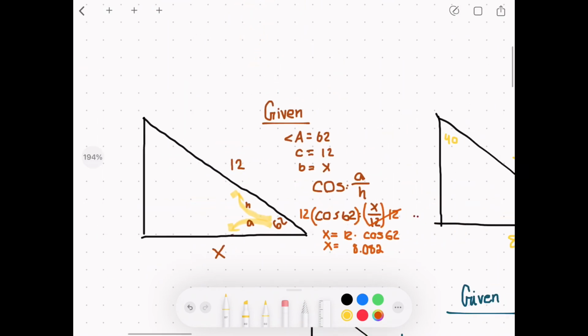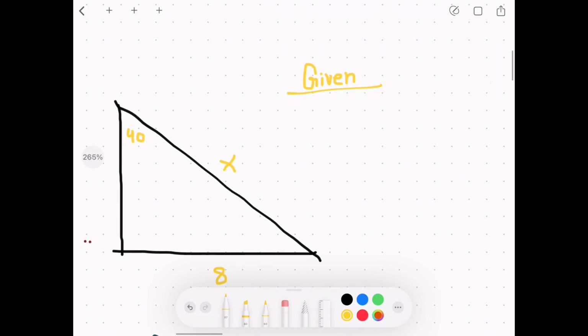Okay, so now to the next problem. We have 40 as a given angle. Opposite to that, we have 8, and the hypotenuse as x. So the angle is opposite, and we have the hypotenuse. What you know is that now you have to use sine. So sine is opposite over hypotenuse. Sine of 40 is 8 over x.